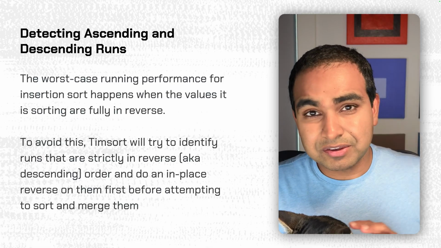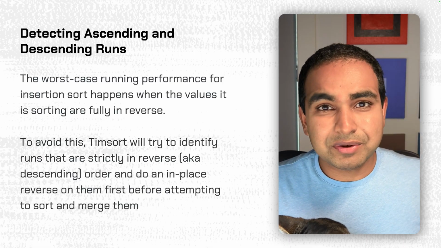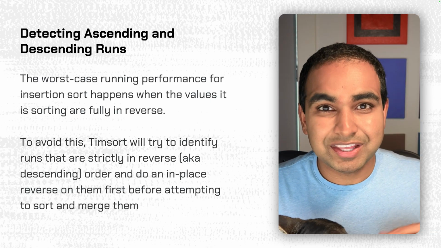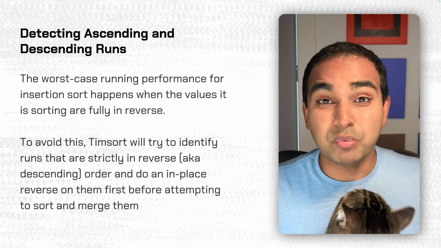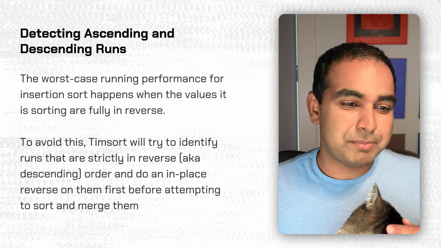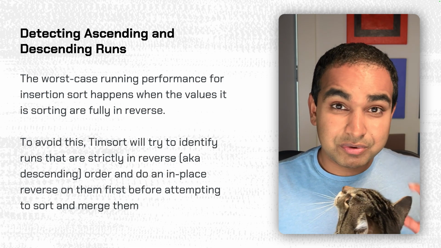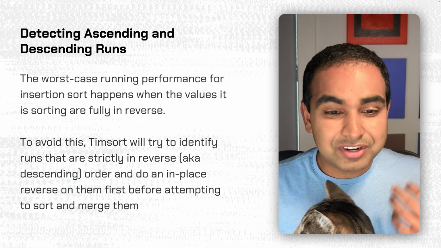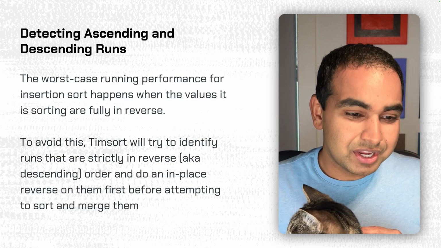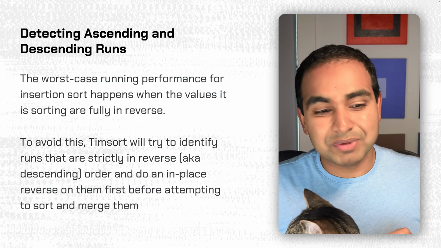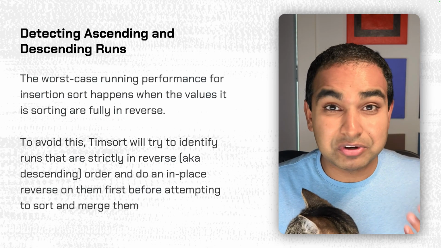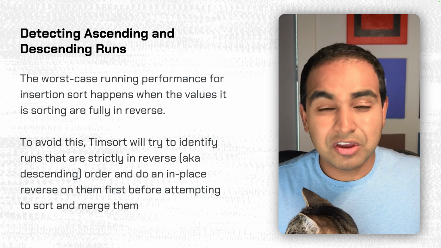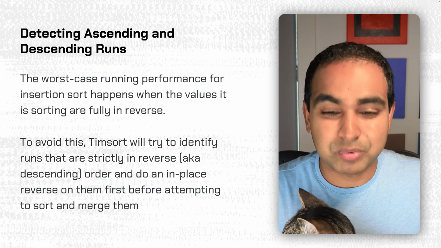So the first thing is that we know insertion sort is horrifically slow when the data it's dealing with is in reverse order. That's when the worst case running performance for it happens. To avoid this, when we're running Timsort, the algorithm tries to identify runs that are strictly in reverse or descending order and do an in-place reverse on them first before attempting to sort and merge them, which means there's no sorting happening until all the reversed values are in the more ascending upward line.